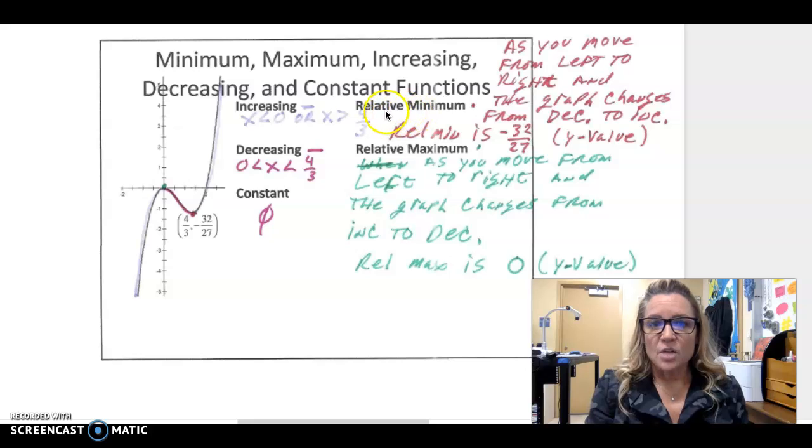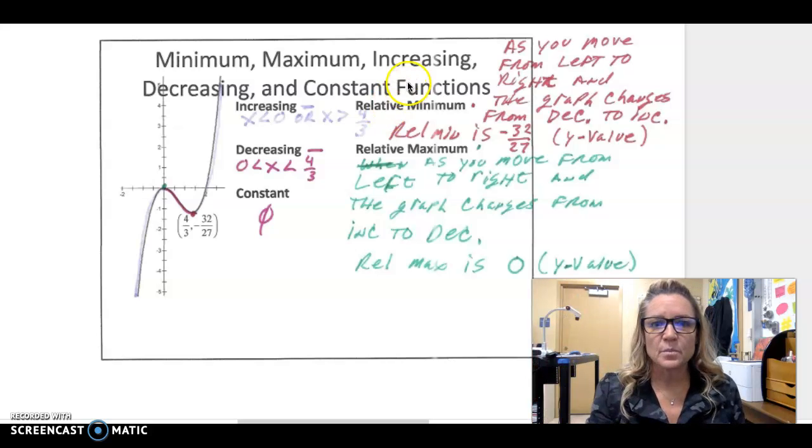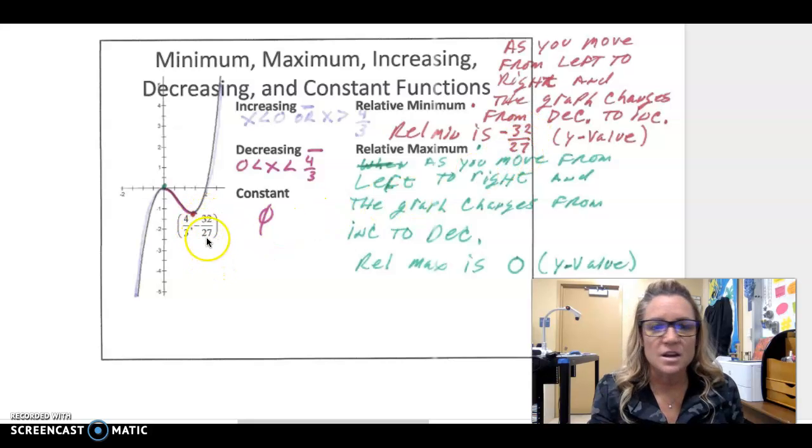All right, so let's talk about the relative minimum of this graph. So you see minimums when you have parabolas and you just have one minimum or one maximum. But on here, you have a relative minimum because you have a minimum and a maximum. So here's the minimum right here, this little red point, and that red point is at the y value, which is negative 32/27, and I just got it from the label on the graph.